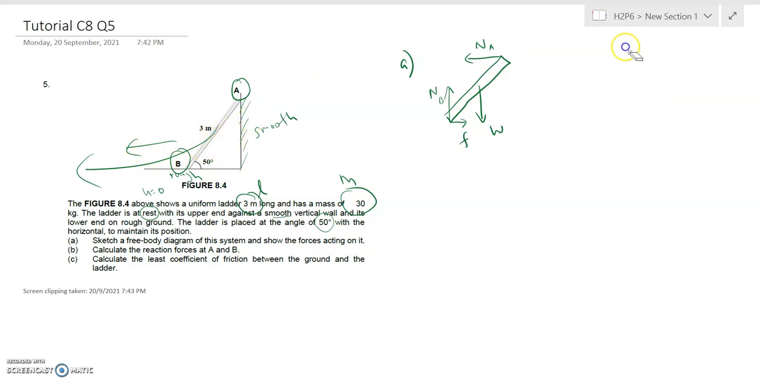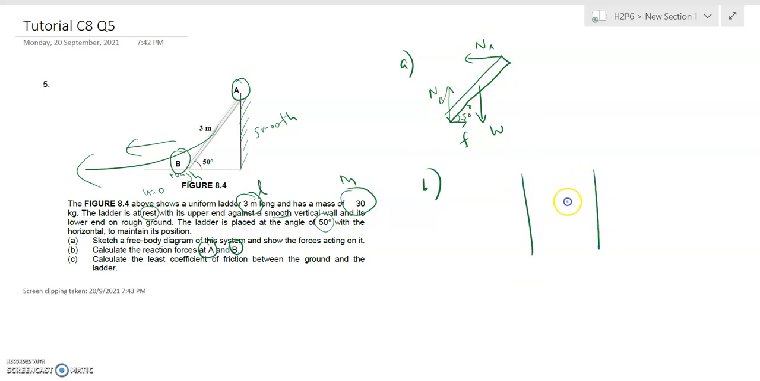Alright, so this is my free body diagram. We have NA, NB, friction and weight, and this is my angle of 50 degrees. Question B asks you to calculate the reaction forces at A and B, so we are finding NA and NB.